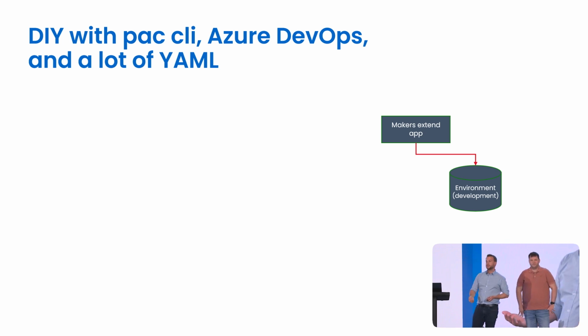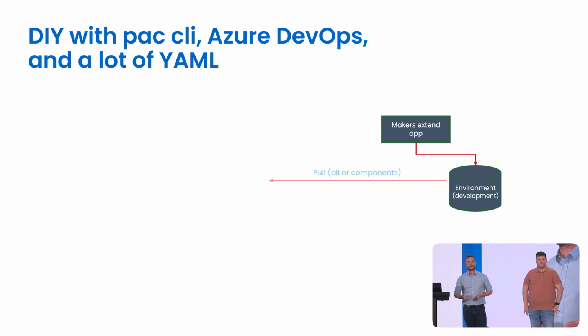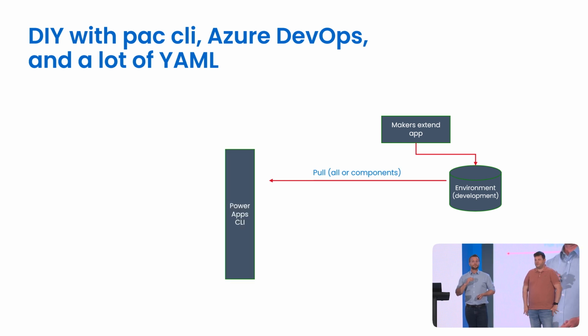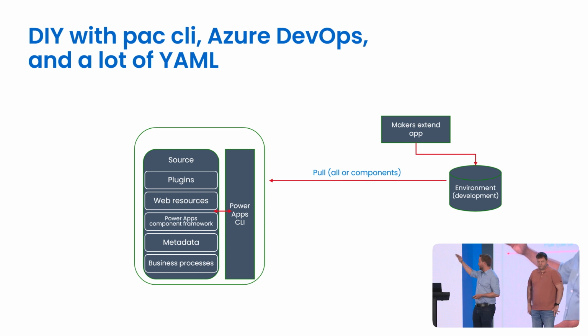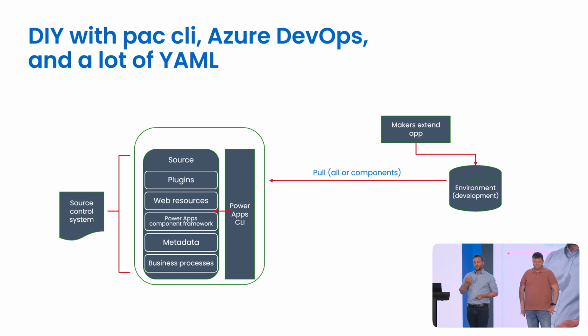which started with an environment, the development environment, where makers are extending the application, where they are building their stuff, and then Pack CLI should be used to pull all or some components into your source control, and it would be split out in different parts. Not all YAML, it was a combination of XML and YAML and JavaScript and other types of files. PowerShell. It's all mixed in there, which then would lead to your source control system. Now, if you wanted to work on this, you had to pull it back again into your dev environment if people made changes.